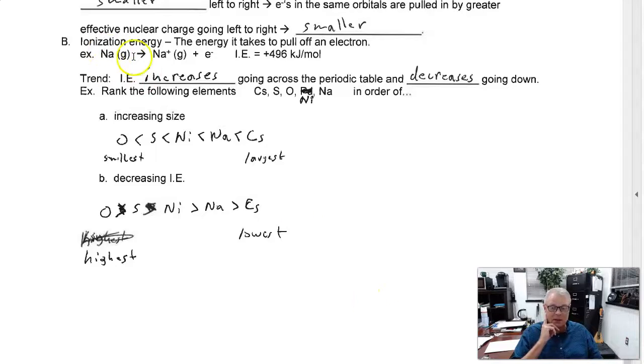This is basically your equation here. I've got sodium going to sodium plus 1 electron. I kicked an electron off of that sodium. This is the first ionization energy for sodium. It's 496 kilojoules per mole. So in other words, if I wanted to take 6.022 times 10 to the 23rd little sodium atoms, we'll talk about it, and pull an electron off each one of them, I've got to add 496 kilojoules of energy to do it. Ionization energy increases going across the periodic table, and it decreases going down.